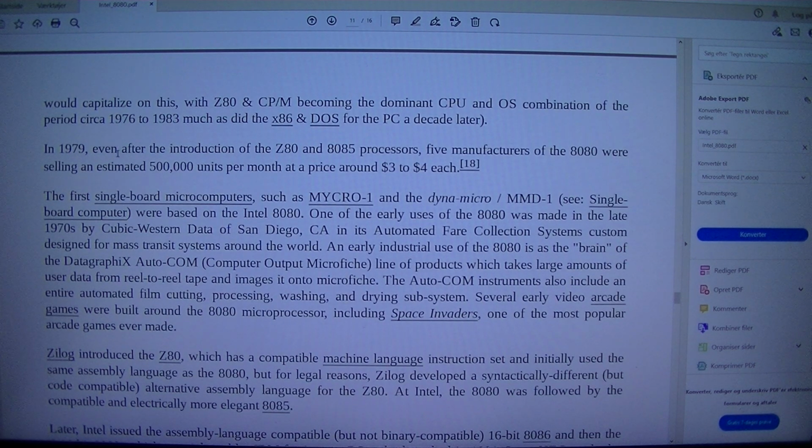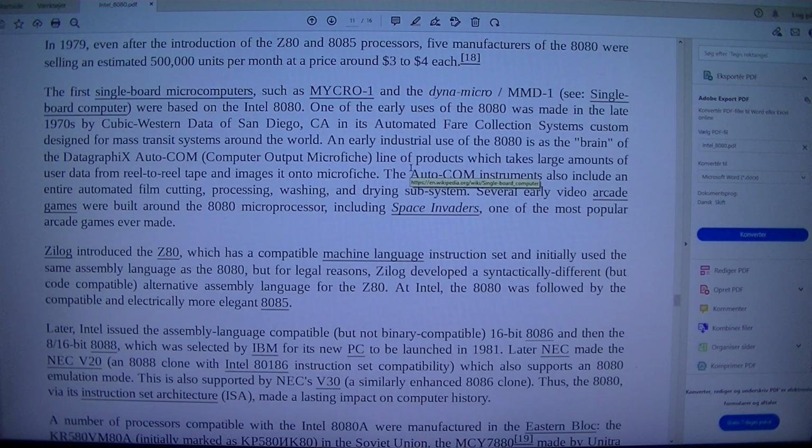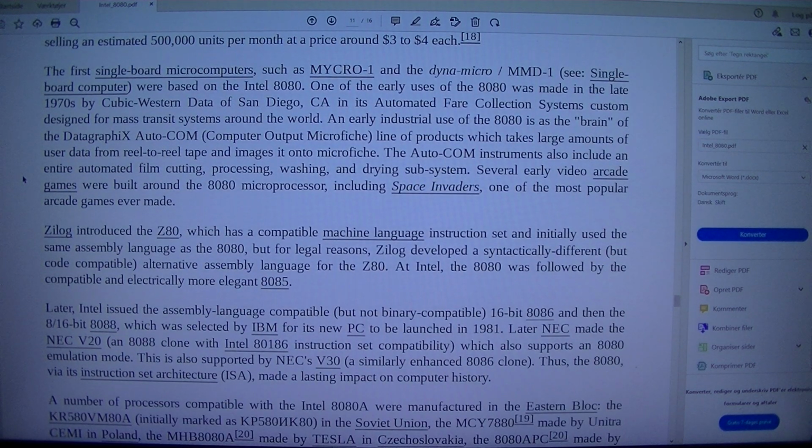In 1979, even after the introduction of the Z80 and 8085 processors, five manufacturers of the 8080 were selling an estimated 500,000 units per month at a price around $3 to $4 each. The first single-board microcomputers, such as Micro-1 and the Dynamicro/MMD-1, were based on the Intel 8080.